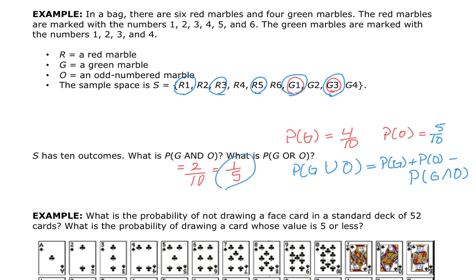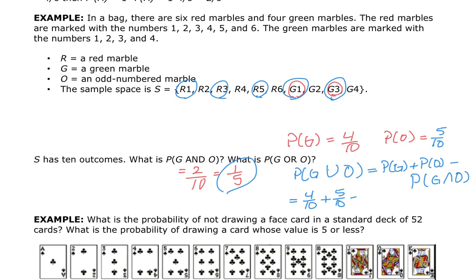So my probability of green is 4 out of 10, plus my probability of odd is 5 out of 10. I'm going to subtract off that overlap, which is 2 out of 10, because I'm counting it twice. And so I end up with 7 out of 10, which is the probability of getting a green one or an odd one.